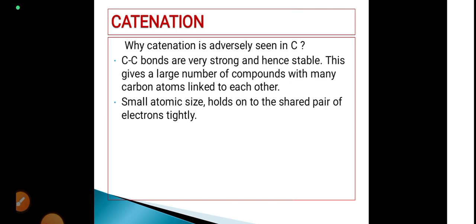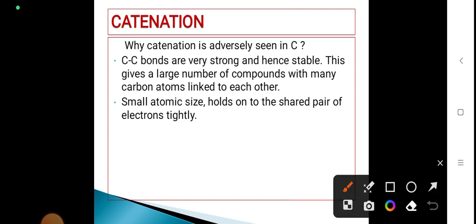Carbon-carbon bonds are very strong and hence stable. This gives a large number of compounds with many carbon atoms linked to each other. So now carbon-carbon single bonds are highly stable because they are very strong. So now we should understand why carbon-carbon bonds are very strong. See, when we look at the periodic table, carbon belongs to group 14, and in group 14 the first element is carbon and the second element is of course silicon, and then we have germanium and so on.